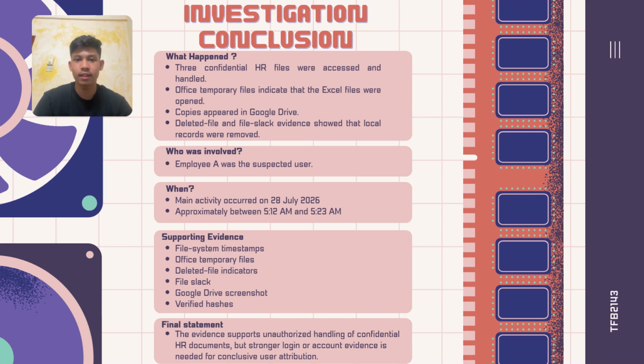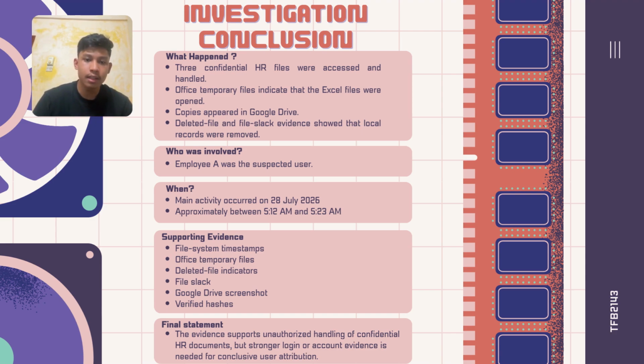Based on the findings, the investigation identified 3 confidential HR documents, which are HR Employee Record, Salary Adjustment 2026, and Performance Evaluation. Microsoft Office temporary file artifacts show that the 2 Excel spreadsheets were opened. The forensic result contains regular files, deleted file entries, and file slack versions of the documents. The same 3 documents were found in a Google Drive folder named HR Backup. This supports the conclusion that copies of the files existed in cloud storage.